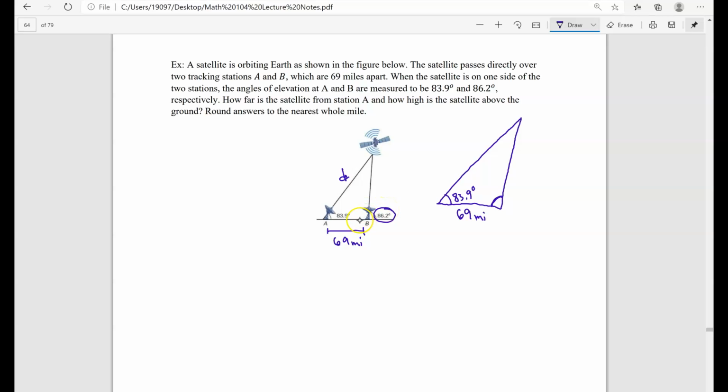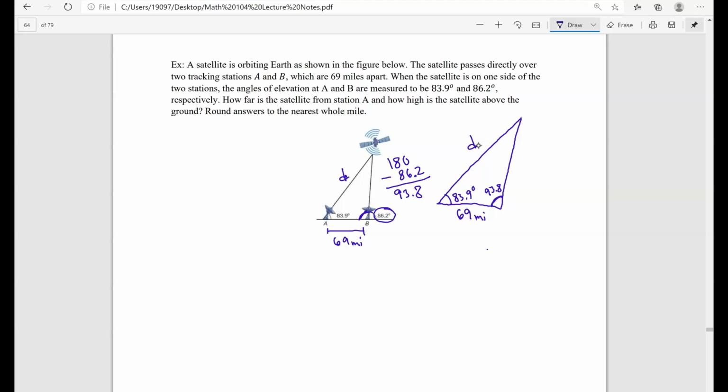And if you remember, this is a supplementary angle. So that means all I have to do is take 180 and subtract 86.2. That's going to give me the other angle, because they're supplementary angles. So 180 minus 86.2 gives me 93.8. So that means this angle is 93.8. And now we're just looking for this angle D.